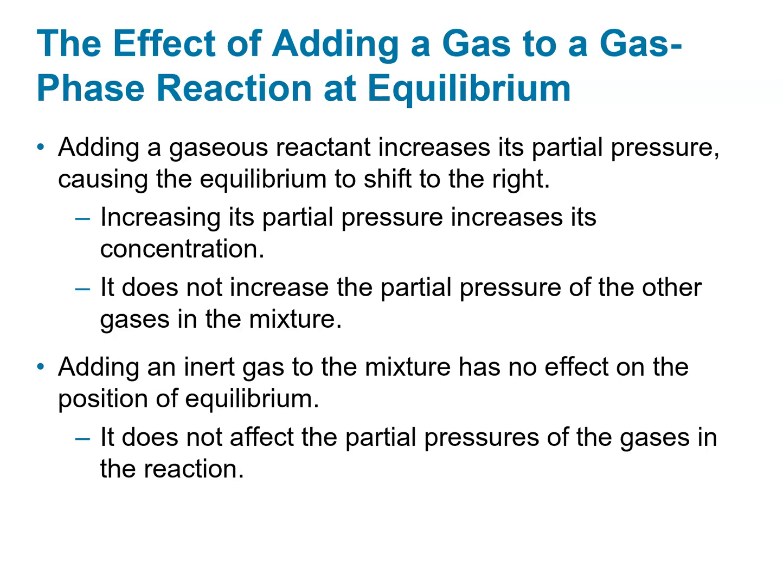So what's the effect of adding a gas to a gas phase reaction at equilibrium? Well, adding a gaseous reactant is going to increase the partial pressure, and that's going to cause an equilibrium shift to the right. Increasing its partial pressure is going to increase its concentration. It does not increase the partial pressure of the other gases in the mixture.